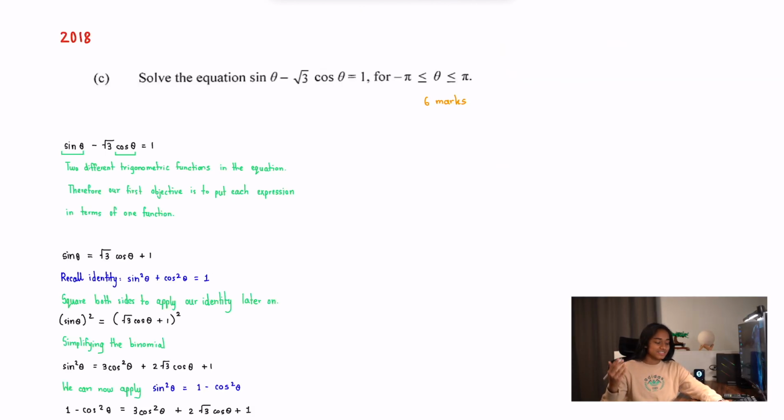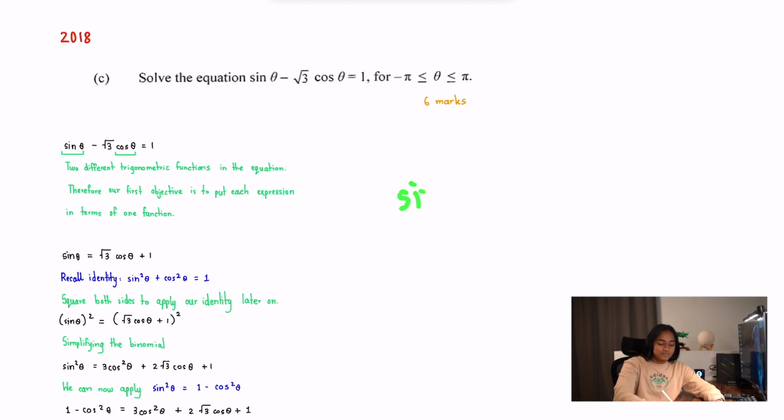2018 asks us to solve this equation. And they give us constraints again. Now this equation, the first thing I want you to ask yourself, again, same or different trig functions? Different? Okay, we need to make it the same. So we have sine and cos. What relates sine and cos? What identities do we know?